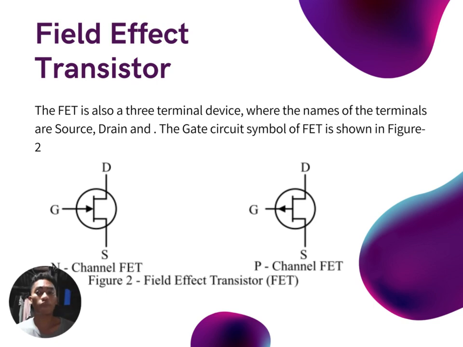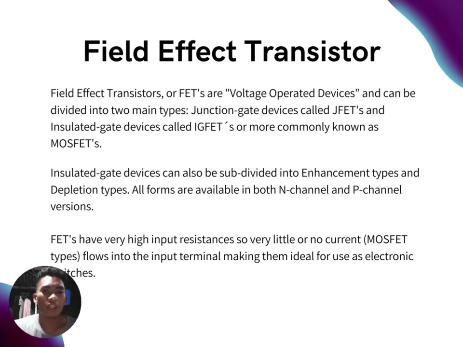The gate region of the FET is made from alternate semiconductor material compared to the channel between the source and the drain terminals. Field effect transistors or FETs are voltage operated devices and can be divided into two main types: the junction gate devices called JFET and the insulated gate devices called IGFET, or most commonly known as MOSFETs. Insulated gate devices can be subdivided into enhancement types and depletion types. All forms are available in both N-channel and P-channel versions.